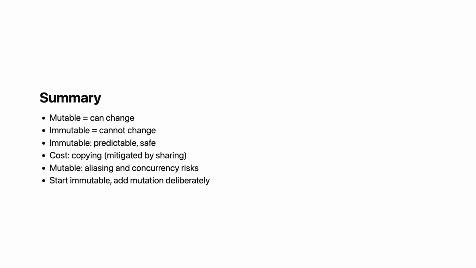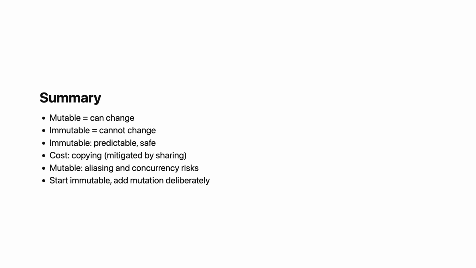Let us summarize. Mutable data can be changed after creation. Immutable data cannot. Immutability provides predictability. Data you see is data you can rely on. Immutability provides safety. Nobody can change your data without your knowledge.